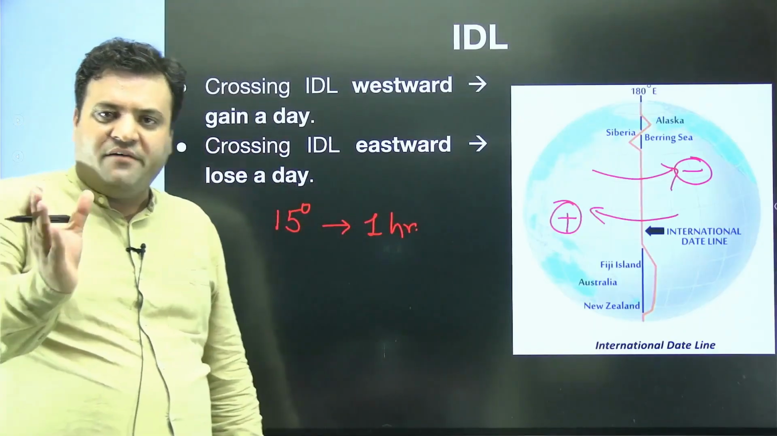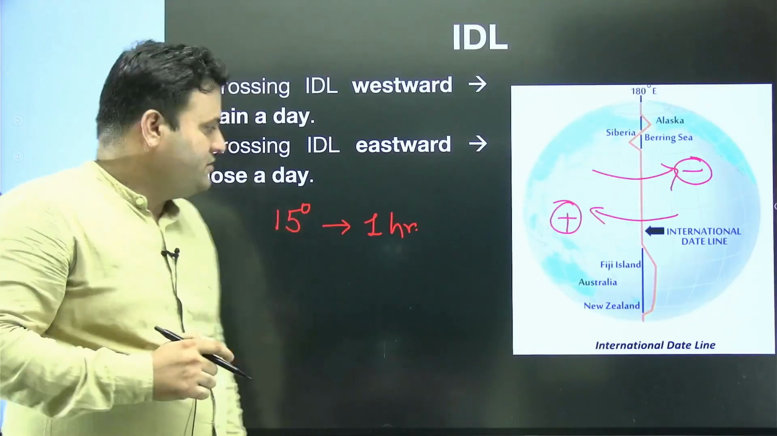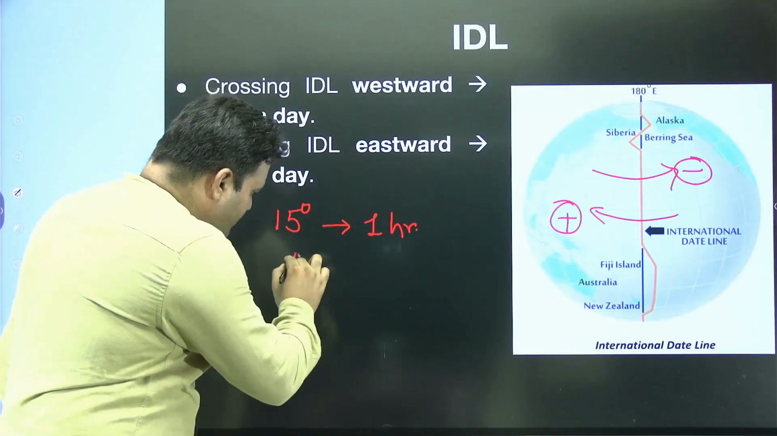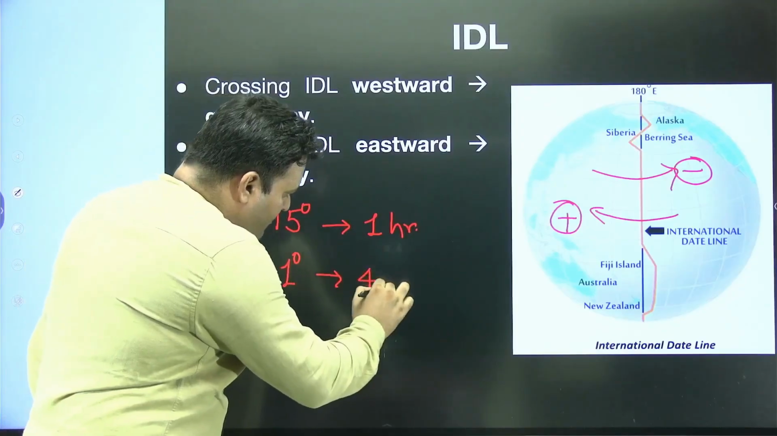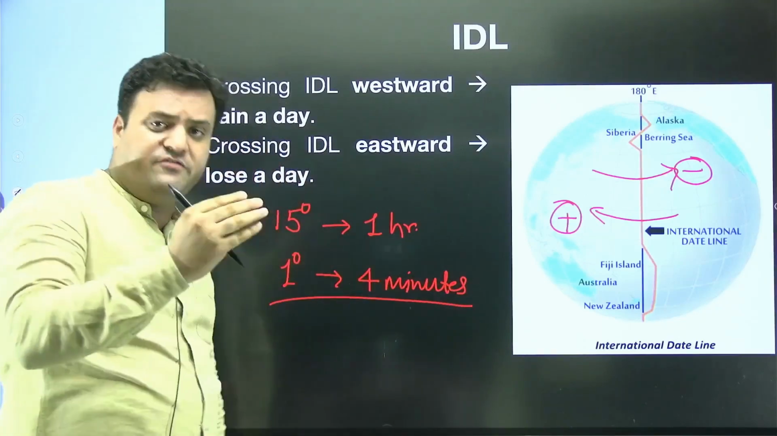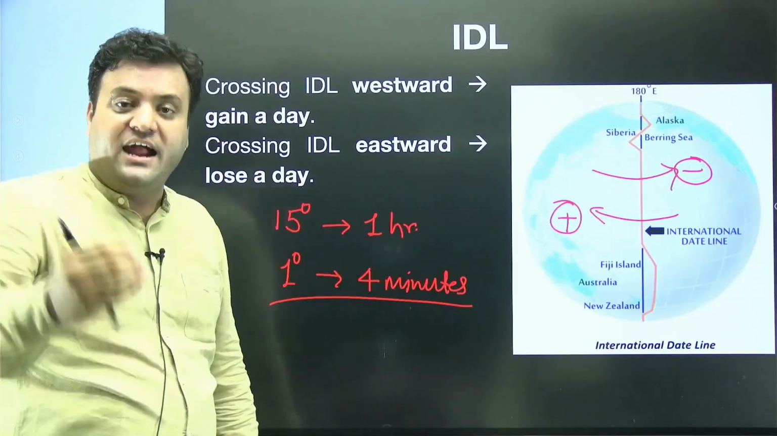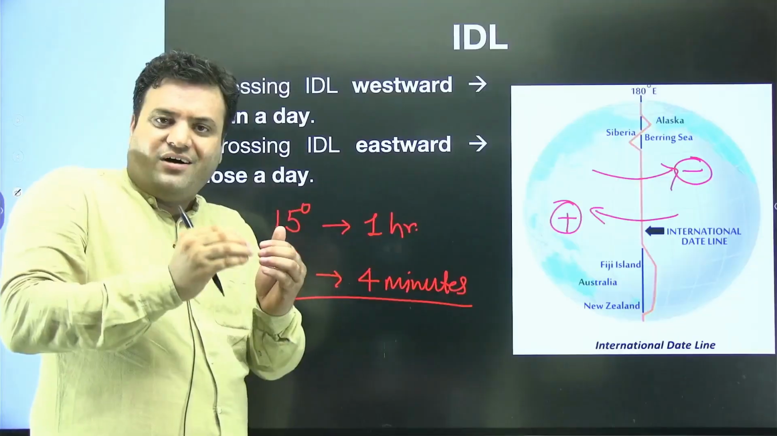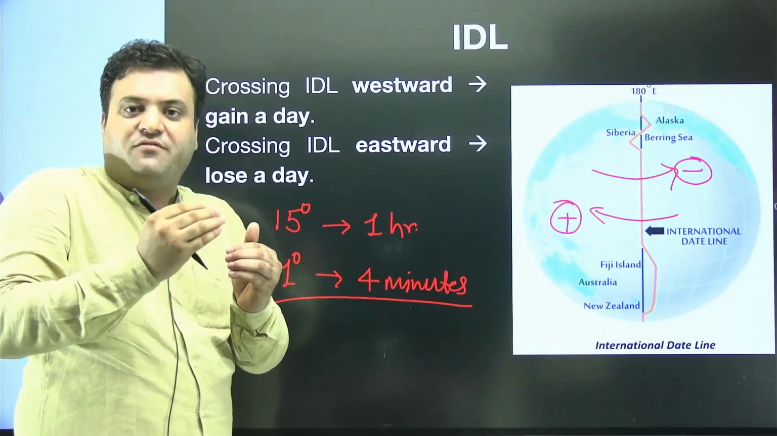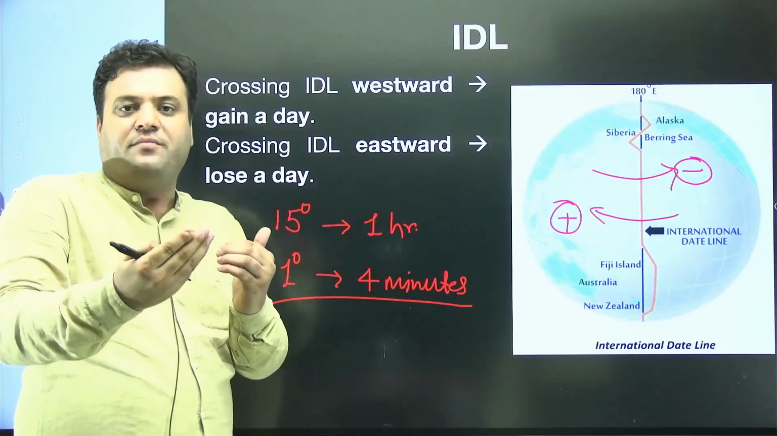There will be a 1 hour gain or 1 hour loss in time. If there is a 1 degree variation, that will lead to 4 minutes either gained or lost if you successively cross the IDL, or let's say the longitude after the IDL. Suppose you are crossing from 180 degrees to 179 west, 178 west. So you will have a loss of time respectively by 4 minutes.